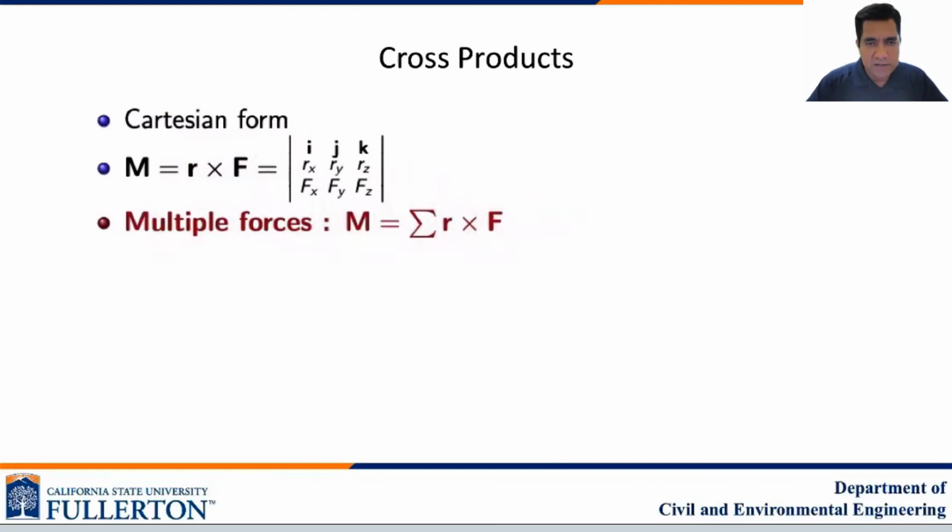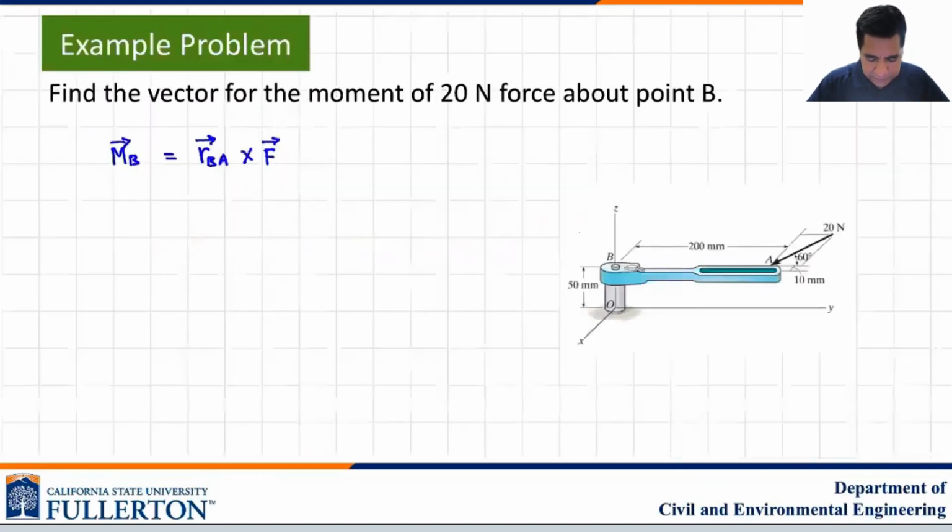Let's apply the cross product to one quick example. We want to find the moment of a 20 Newton force about point B. Point B is the point of reference here and the force is acting at point A. The moment M_B is going to be r_BA, B to A, crossed with F. B is the starting point, A is the ending point. If we define these two vectors, we can take the cross product, and that will give us the moment.